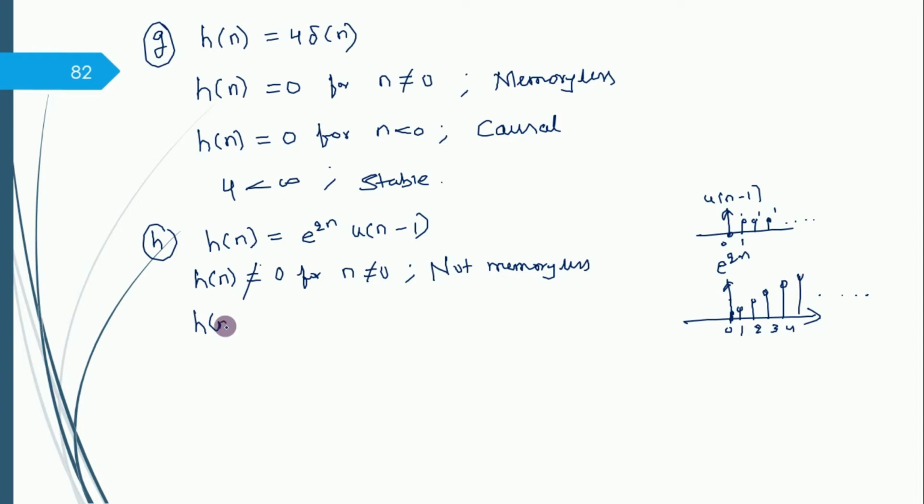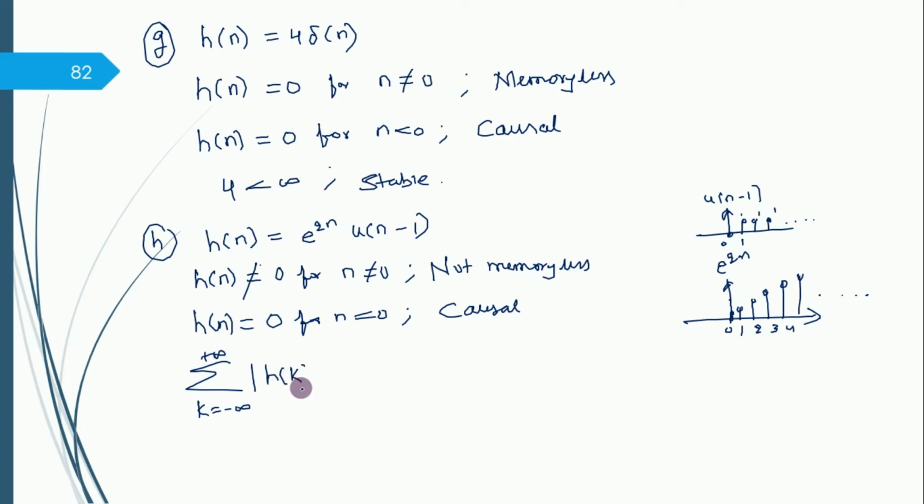And what about causality? h of n should be equal to 0 for n less than 0. Is it happening? Definitely it is happening. Hence, it is a causal system. Now, regarding stability. As it is discrete time, k ranges from minus infinity to plus infinity.